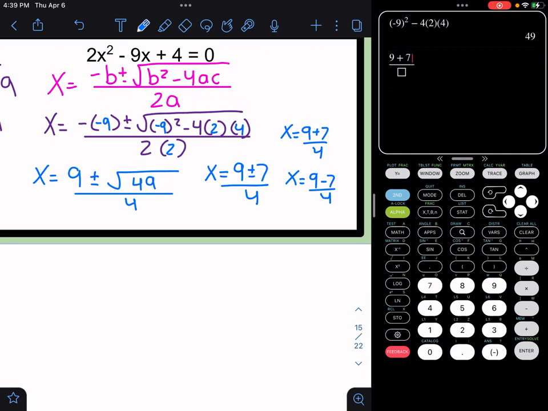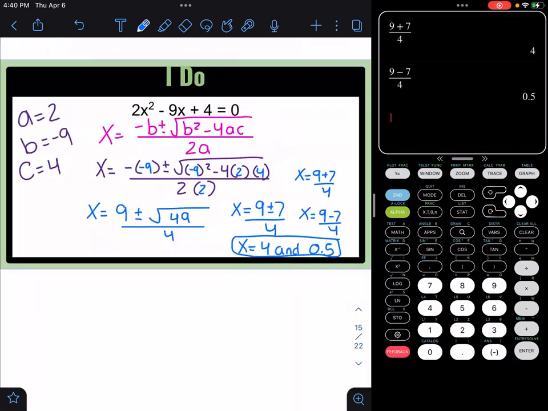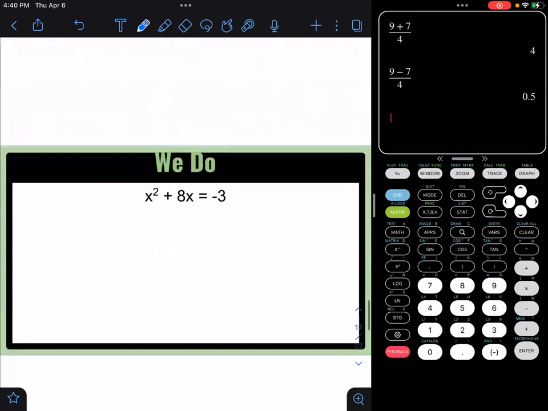And let's try these both answers. 9 plus 7 divided by 4, and 9 minus 7 divided by 4. We get 4 and 0.5. Now they're not all going to work out to be nice rational numbers like this. Let's look at another one.